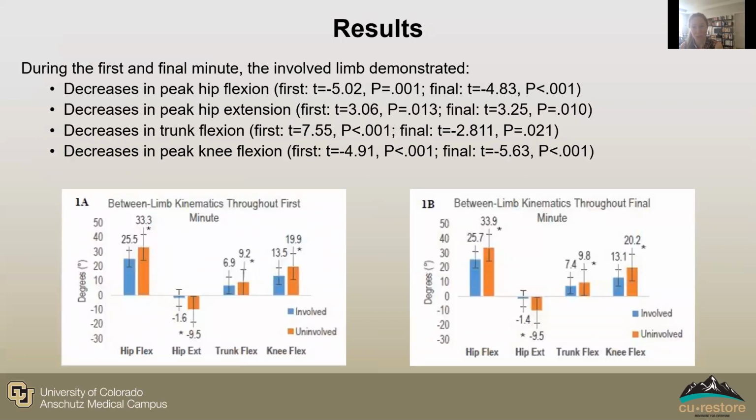For our results, we found no differences between our spatiotemporal characteristics of gait speed, stride length, and step rate. However, during the first and final minute, the involved limb demonstrated lesser hip flexion, lesser hip extension, lesser trunk flexion, and lesser knee flexion.